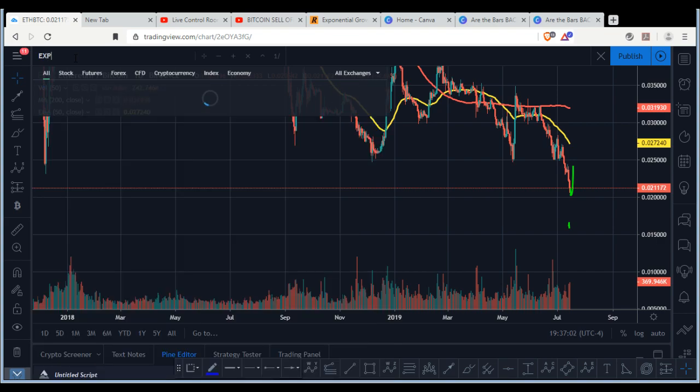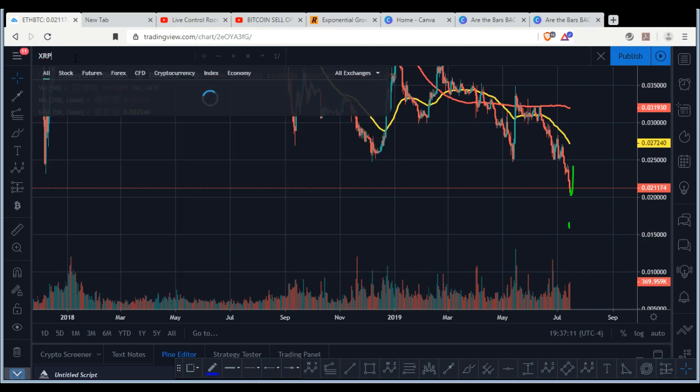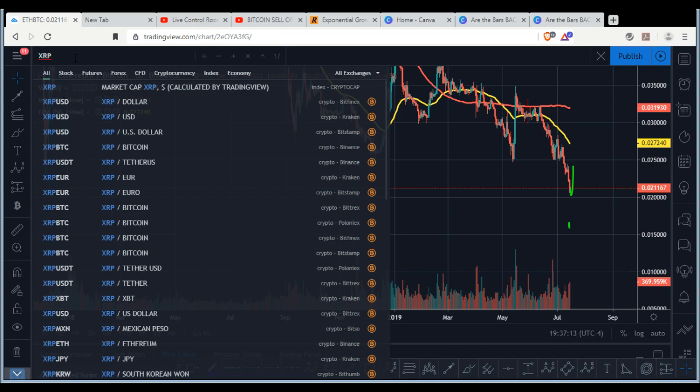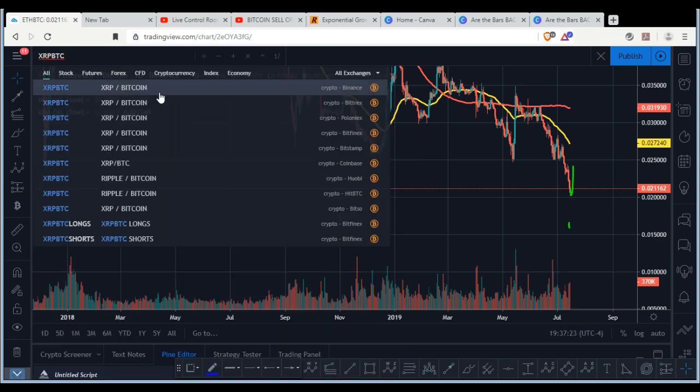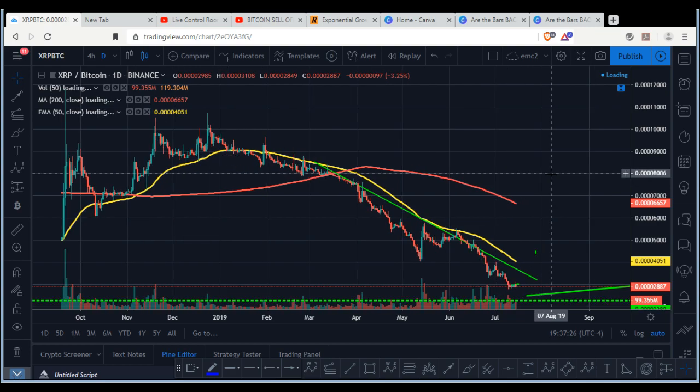XRP is holding very strong versus BTC, still around 3,000. We're still looking for XRP to drop, could drop to 2,200, but it's not guaranteed. If XRP keeps getting some selling pressure, we could anticipate some more sell-off from XRP.